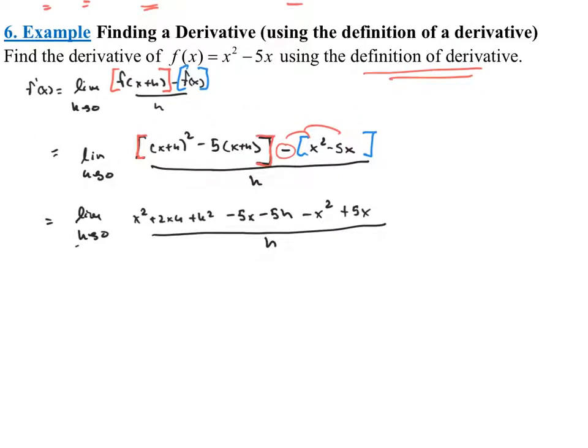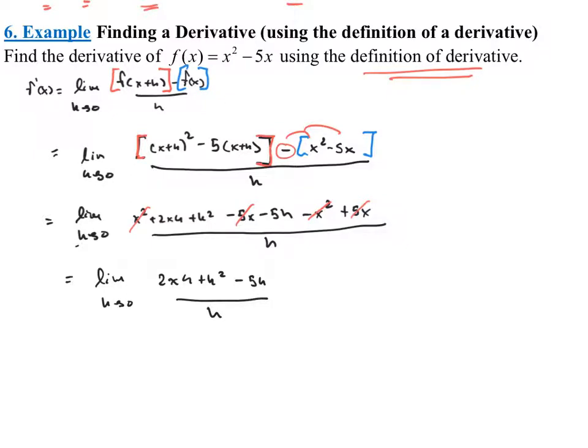So I need to do this one step at a time. I need to be very careful here. You can't do too many steps at once. So here's a minus 5x and a plus 5x. Here's a plus x squared and a minus x squared, so those are going to simplify out. So I have equals the limit as h approaches 0. I would have a 2xh plus h squared and a minus 5h left on top. On bottom, I still just have h.